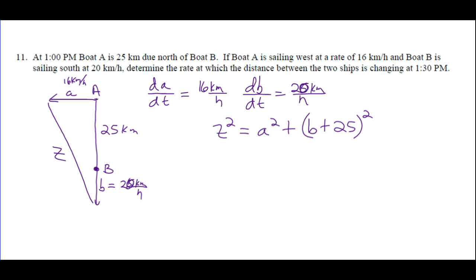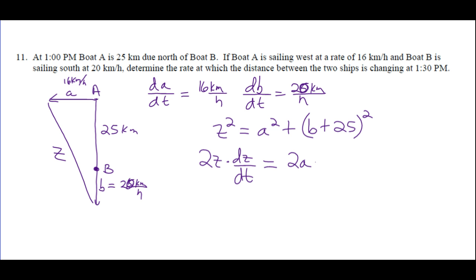Here's the relationship between Z, A and B, right? Z squared, which is the hypotenuse of this particular right angle triangle, is A squared plus (B plus 25) squared, right? Because it starts here, so there's that initial 25, which is then increasing by B. Okay, so we've got that. We're going to take the derivative of both sides with respect to time. So the derivative of the left side is 2z times dz by dt. That's what we want, right? We want dz by dt. That's the distance between the two boats.